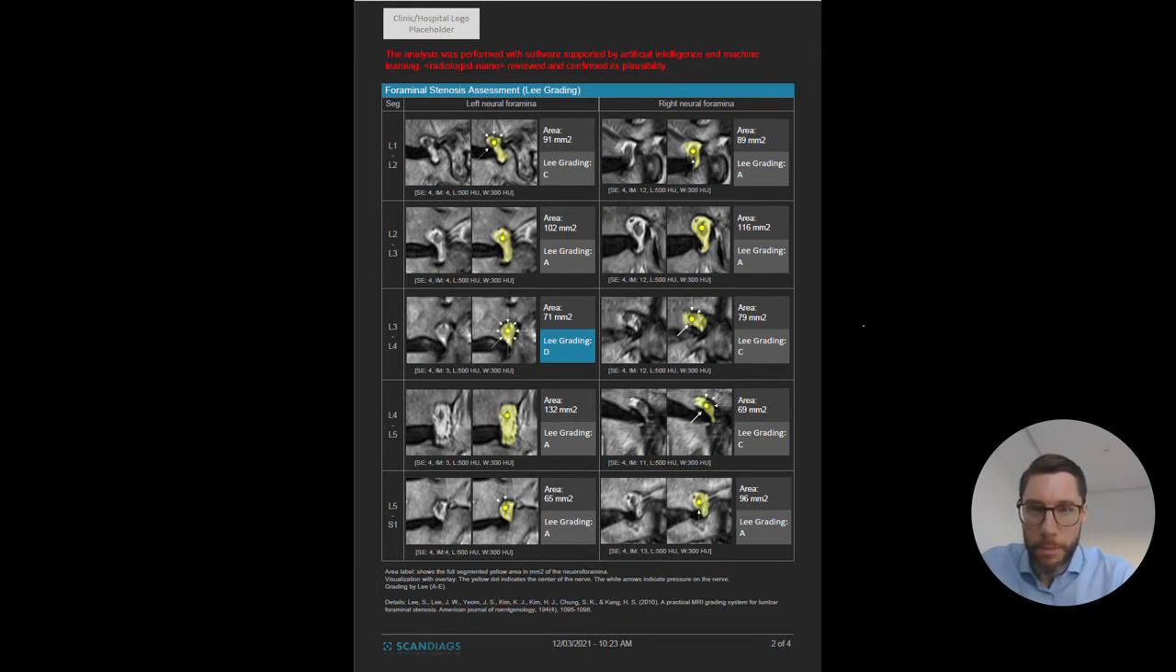On the second page, we have insights about the neuroforaminal stenosis. So here we see in this table from all the segments, left and right, the neuroforamina. It's always selected the best slice that shows the neuroforamina with the highest degree of stenosis. On the left image, you see the best slice. On the right image, you see the same slice, but with an overlay. So the neuroforamina area segmented, as well as the nerve root, and then some arrows indicating where the nerve root touches the surrounding bone structure or the intervertebral disc or ligamentum flava structure. And based on these arrows, the Lee grading is determined.